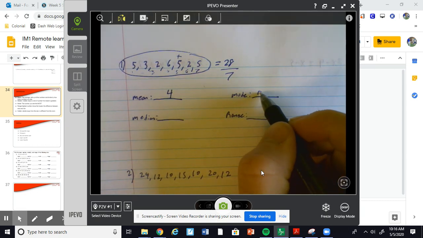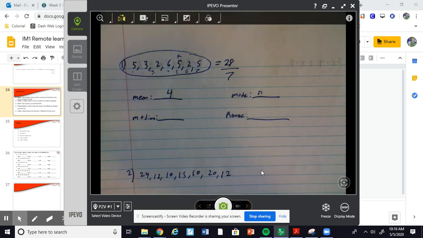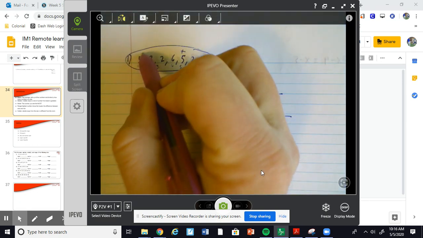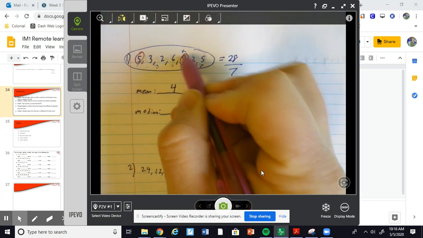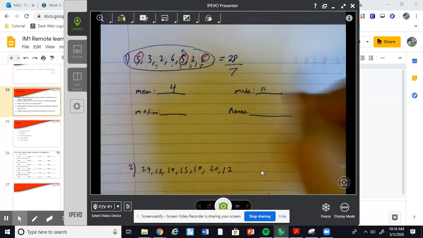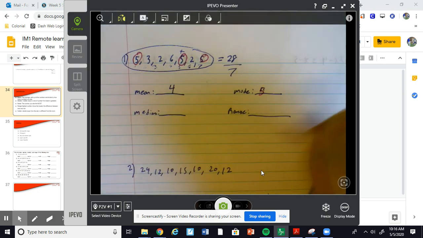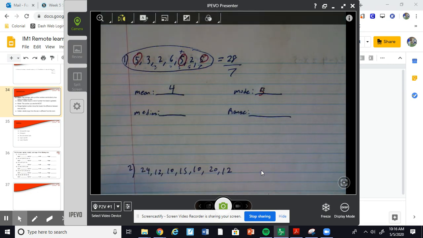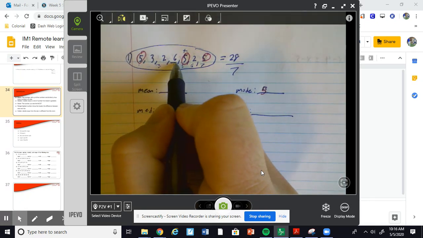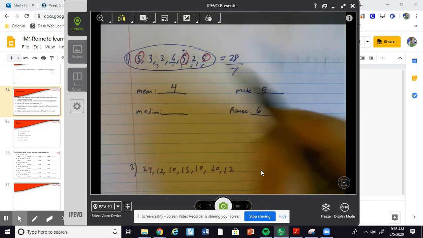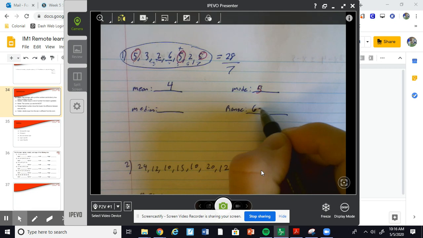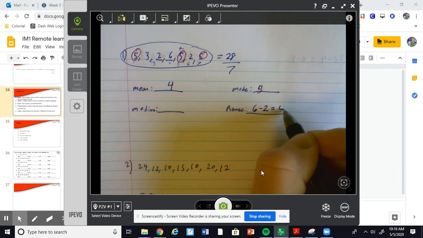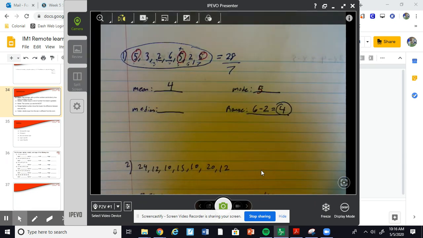Our mode is the number that occurs the most. I see that there's a 5 that goes 1 time, a 5 that goes 2 times, and 3 times. So this is the only number that happens there. I see that the highest number is 6, and the lowest number is 2. So that means my range becomes 4 also.